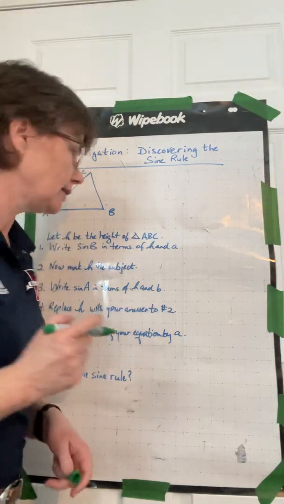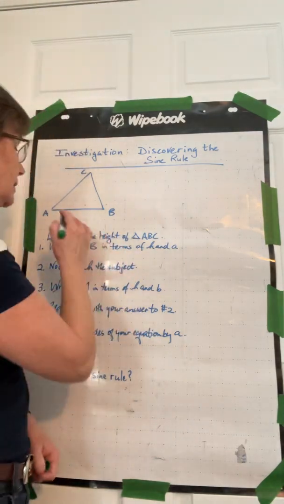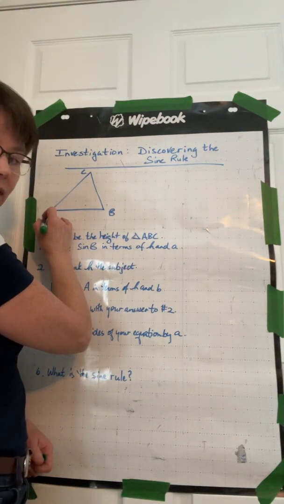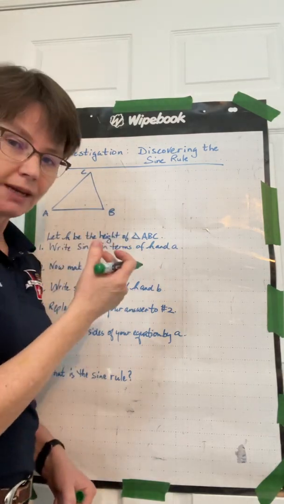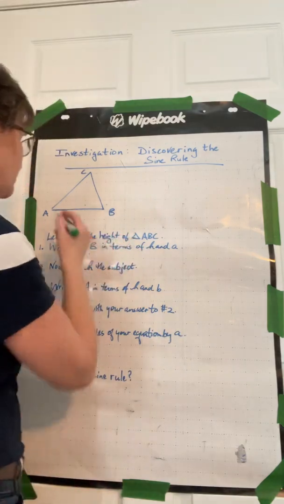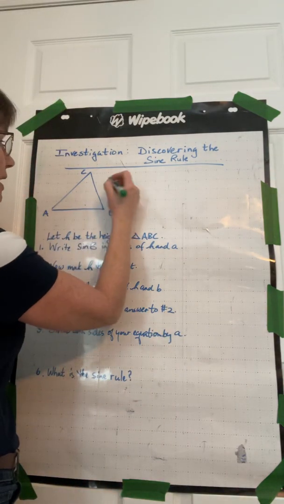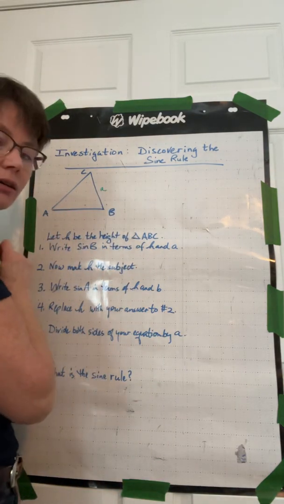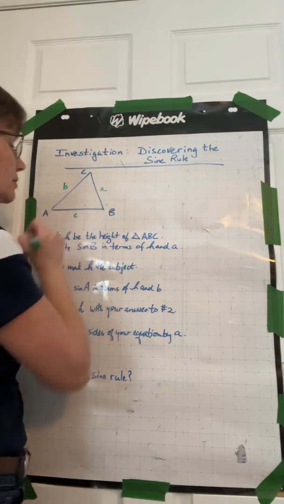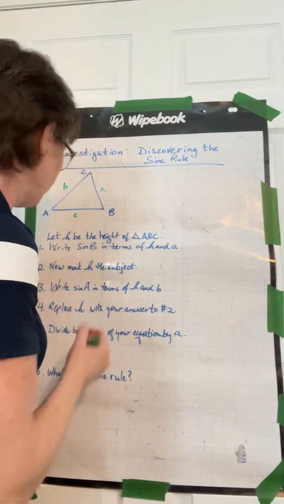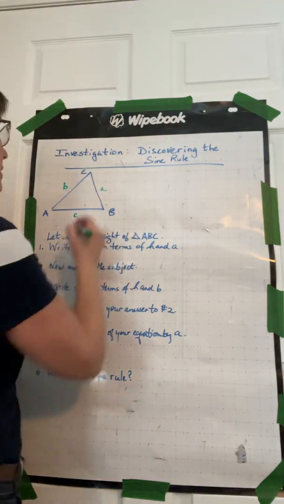Now, before I begin, remember by convention, capital letters represent angles, lowercase letters represent sides. By convention, side A is across from angle A. Side B is across from angle B. Side C is across from angle C. Okay. Let H be the height of triangle ABC.